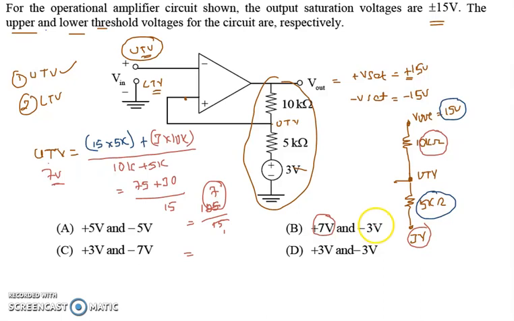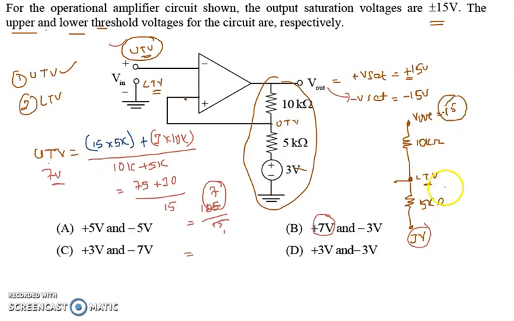Okay, so for the lower threshold voltage, here I have to get the Vout as minus 15, and here it becomes the LTV. So for the input as a lower threshold voltage, here Vout becomes equal to minus 15 and 10k as usual, and here it can be taken as LTV, that is lower threshold voltage. So now we have to find out the lower threshold voltage, so we will follow the same concept like this.